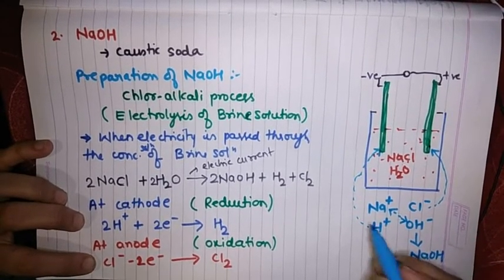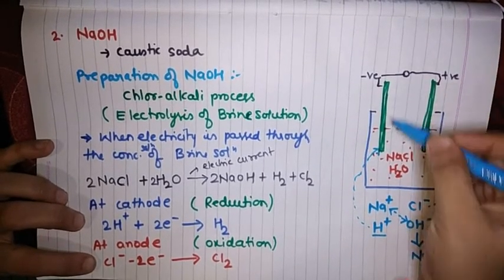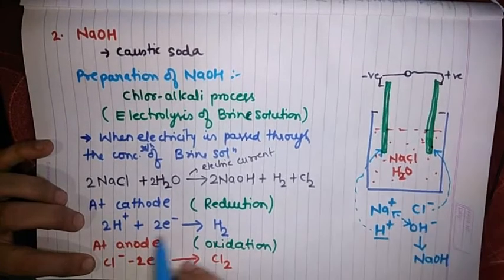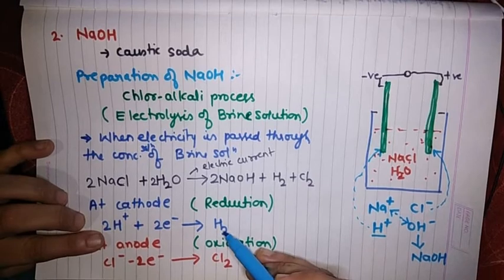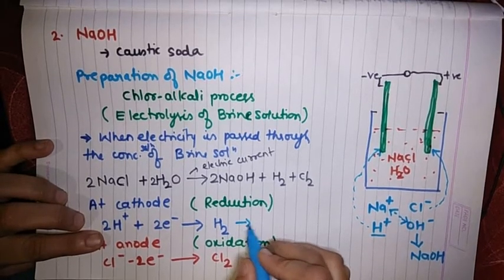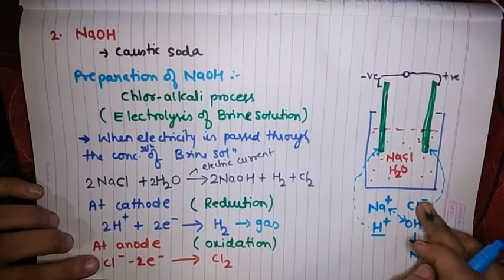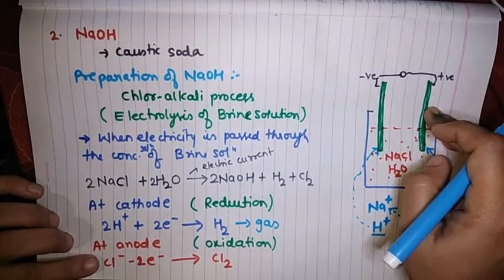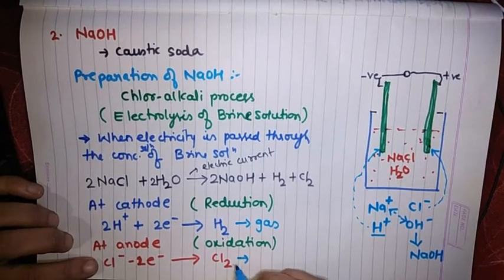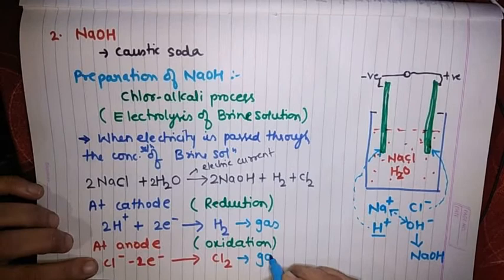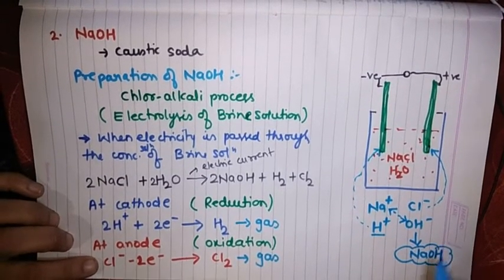Okay, and now what about this hydrogen? It will be collecting here at the negative electrode, and these hydrogen ions will gain the electron and become hydrogen gas. So you will be getting hydrogen gas. And what about this chloride? It will lose its electron at the positive electrode, and it will be converting into chlorine gas. So in this way, you can see that we will be getting the NaOH.